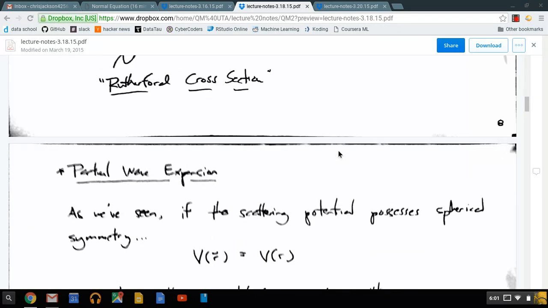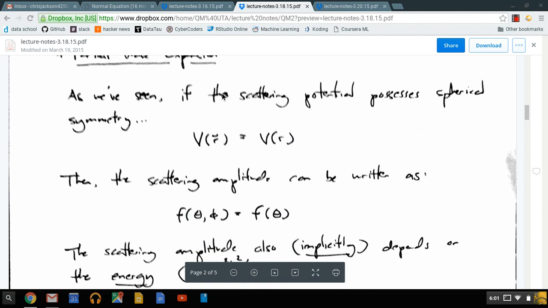Okay, so that's it for the Born approximation. What I want to do now is talk about a different way of approaching scattering theory, a way that's called partial wave expansion.